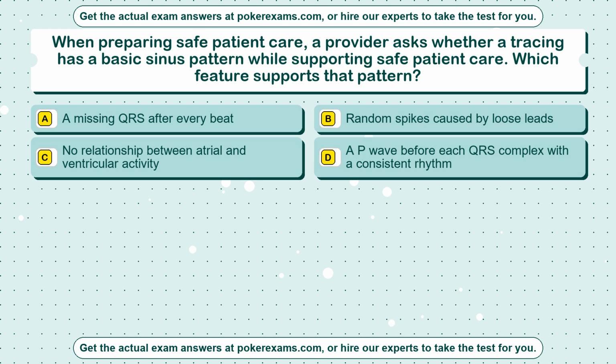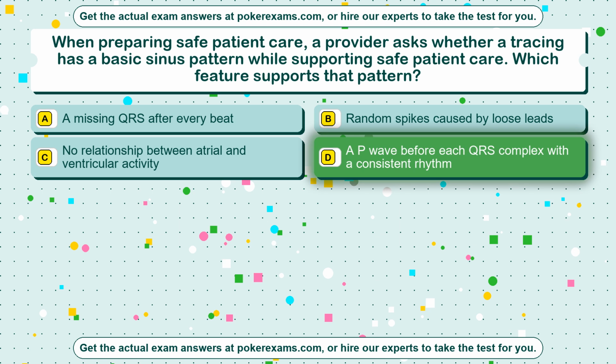Question 38. When preparing safe patient care, a provider asks whether a tracing has a basic sinus pattern while supporting safe patient care. Which feature supports that pattern? Option A, a missing QRS after every beat. Option B, random spikes caused by loose leads. Option C, no relationship between atrial and ventricular activity. Option D, a P wave before each QRS complex with a consistent rhythm.